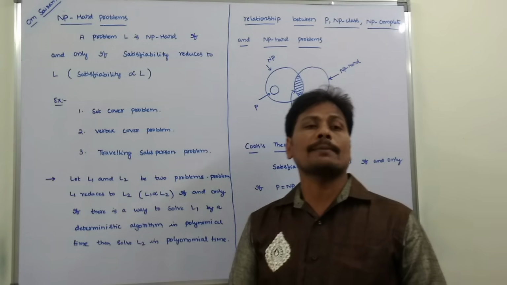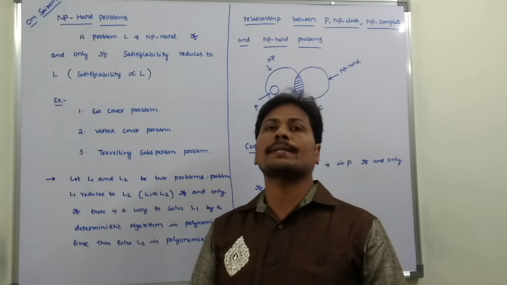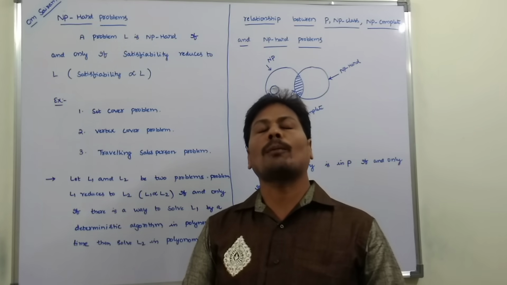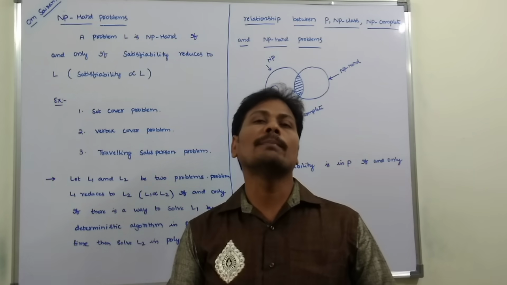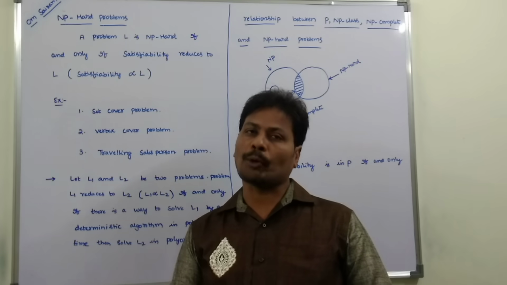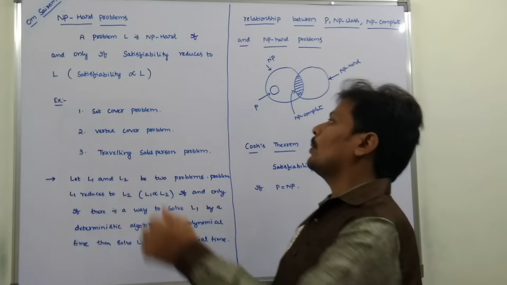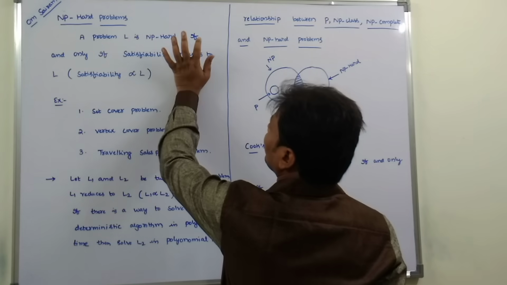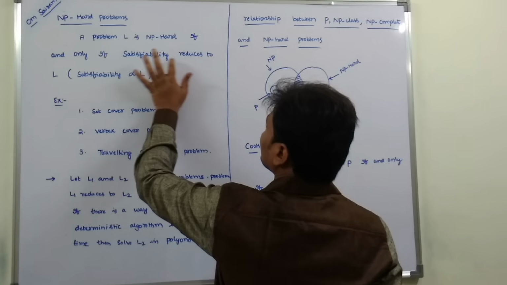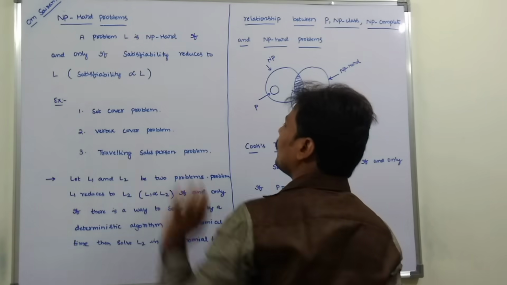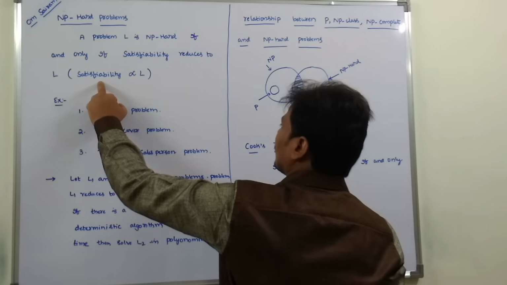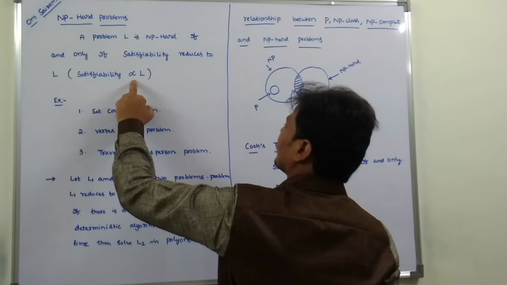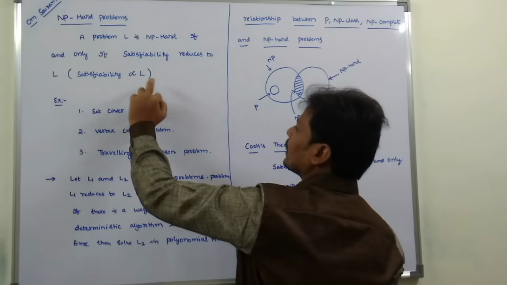Examples of NP-hard problems are the set cover problem, node cover problem, and traveling salesman problem. A problem L is NP-hard if and only if satisfiability reduces to L. That is, it can be written as satisfiability reducible to L.